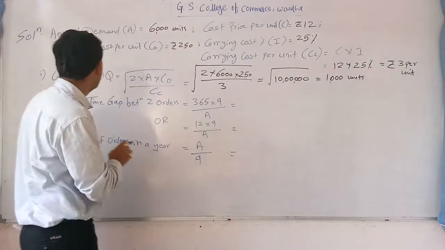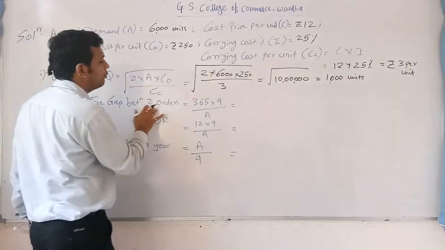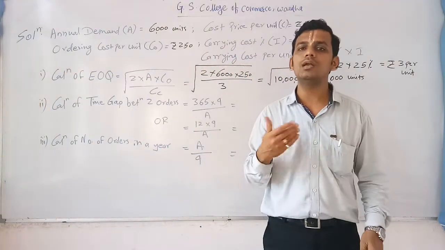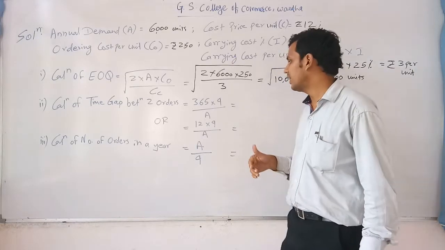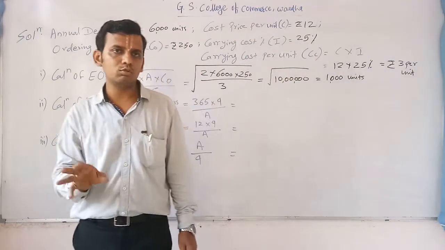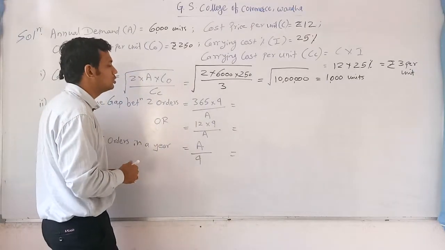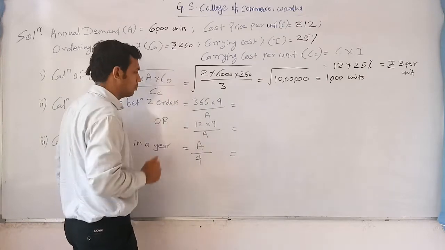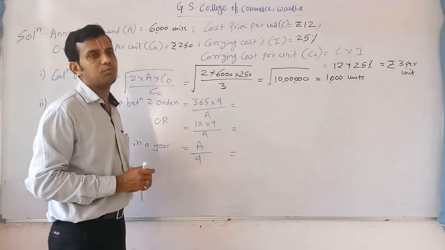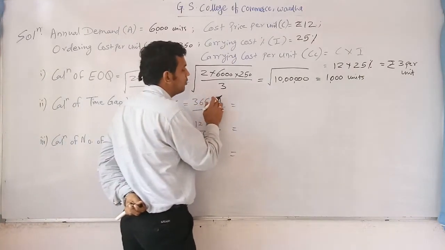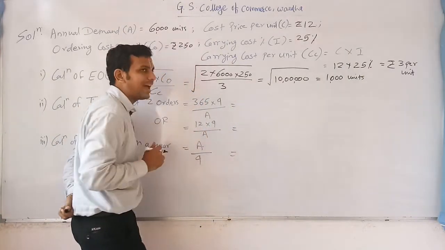Now we will move to the second thing, calculation of time gap between two orders. As the problem has not specified whether the answer should be in days, months, or weeks, we can calculate in any form as there is no specific requirement in the question. So we would do it initially in days as well as in months. Week is less followed in businesses. So the formula which we have studied was 365 multiplied by EOQ divided by annual demand.